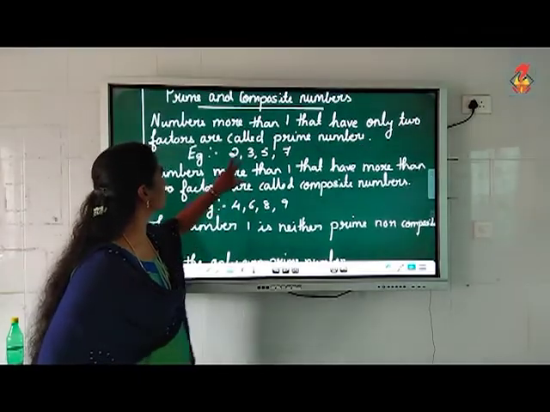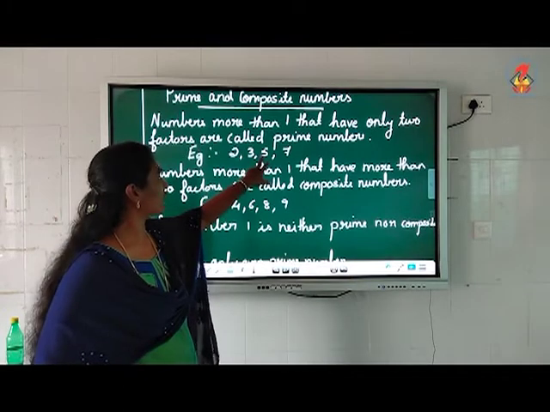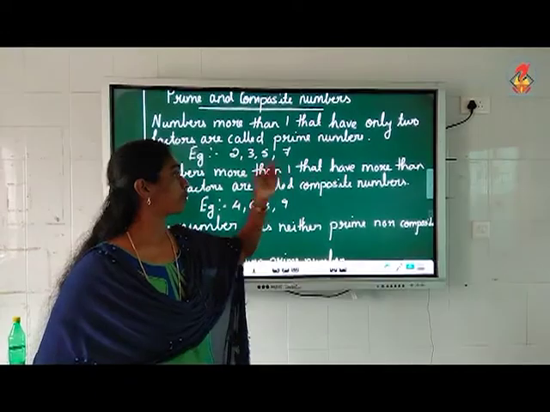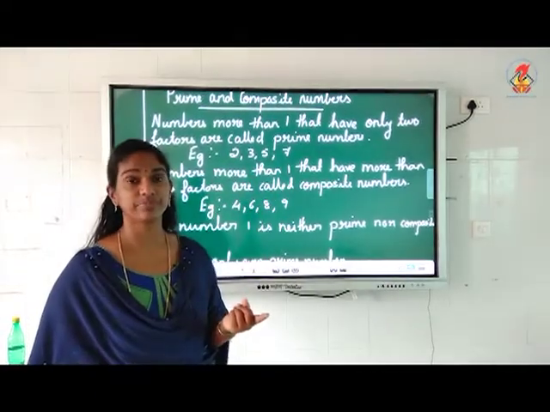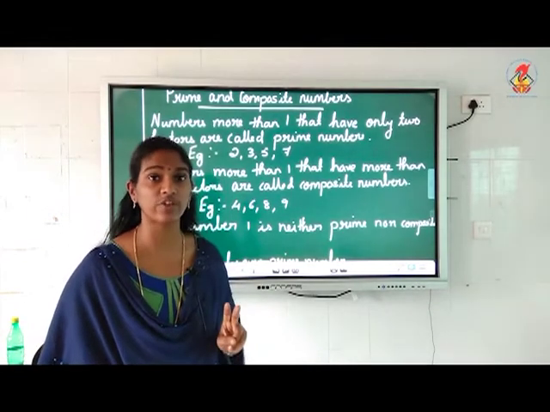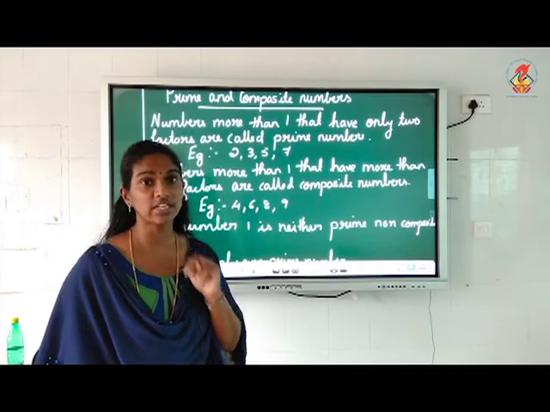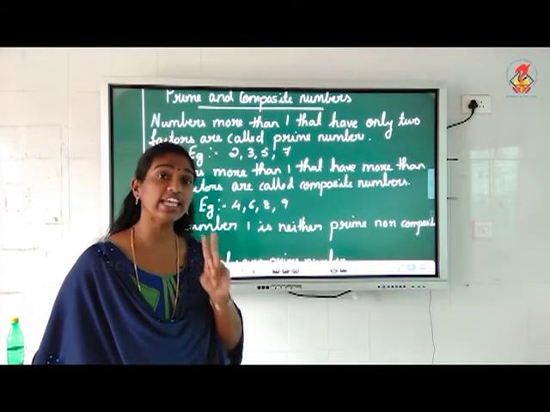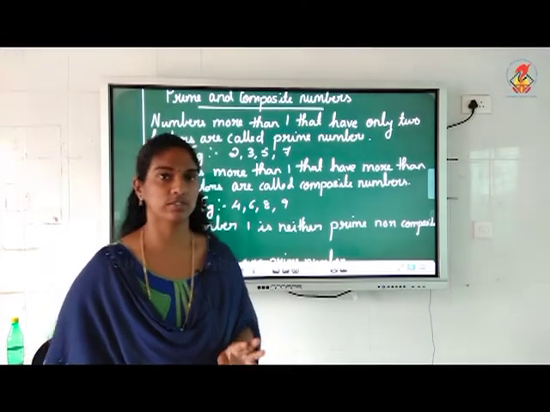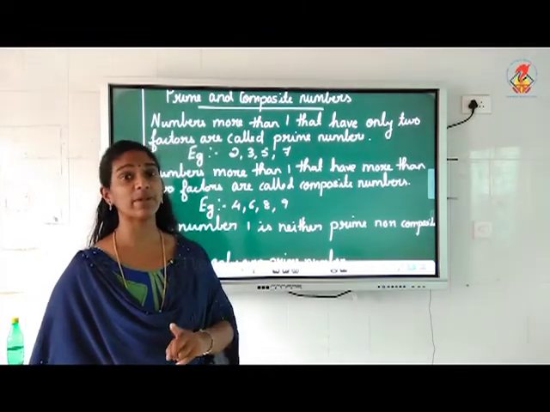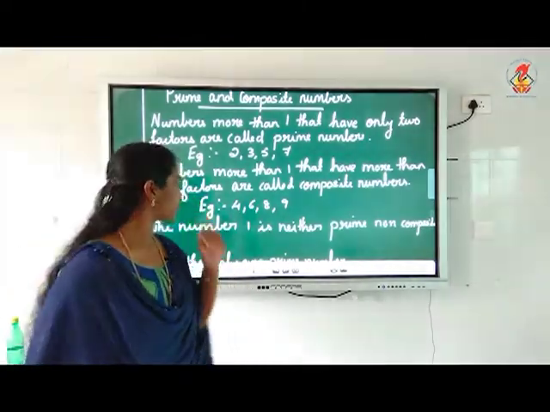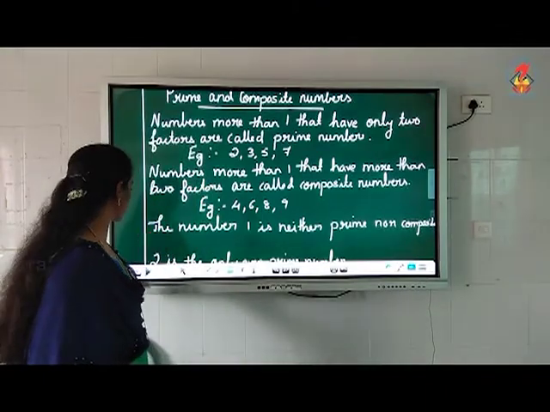In this example itself you see 3 is an odd number. 5 is an odd number, 7 is an odd number. Now as you go on, next prime number is 11. 11 is an odd number. Next prime number is 13. 13 is having only 2 factors, 1 and 13. 13 is an odd number. So the only even prime number is 2. Rest of the prime numbers are all odd. Okay children? So this is about prime numbers and composite numbers.